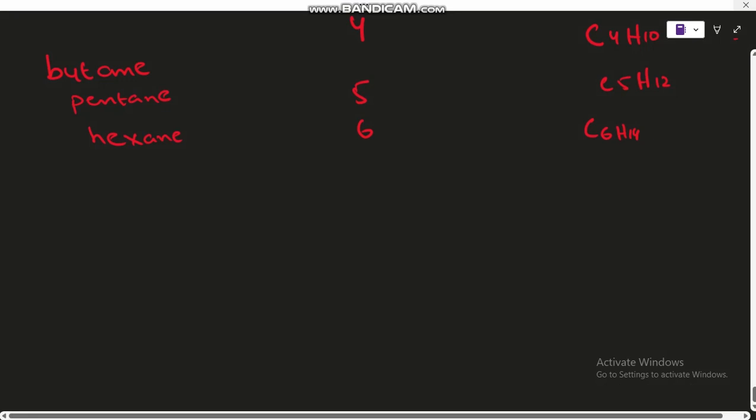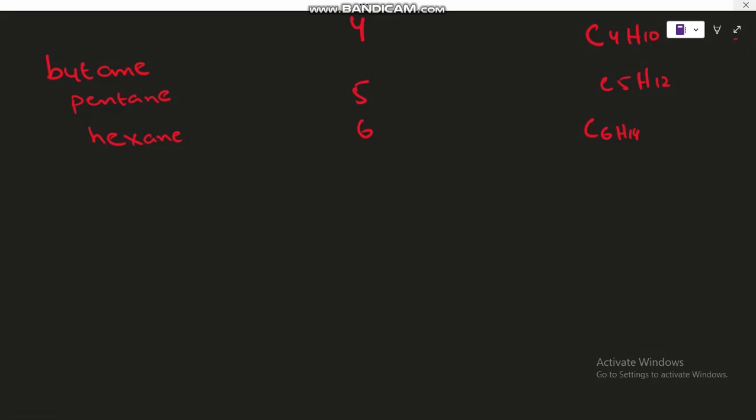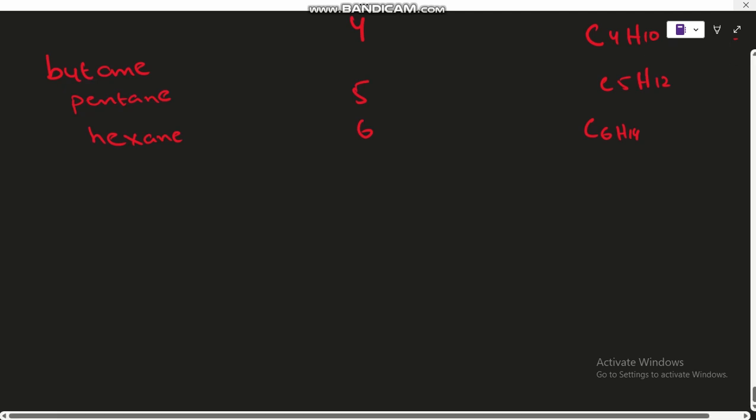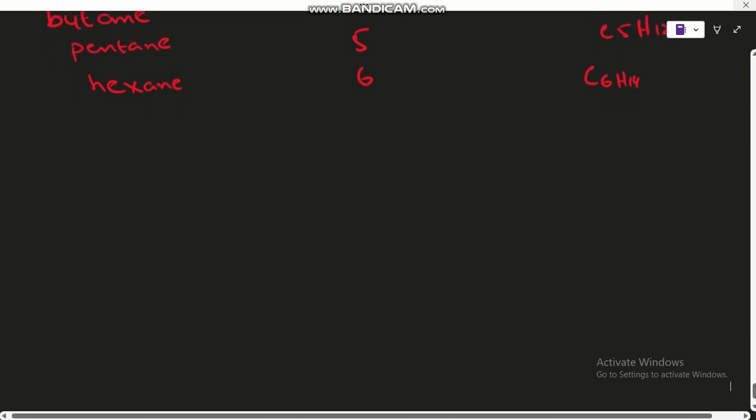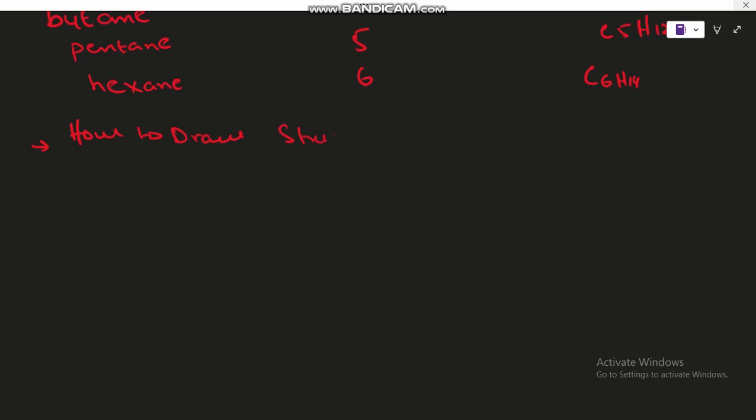Okay, so now we're looking at how do we draw structures and how do we name the alkenes from structures. Let's first see how we're going to draw the structures for different sorts of alkenes. So, how to draw structures.